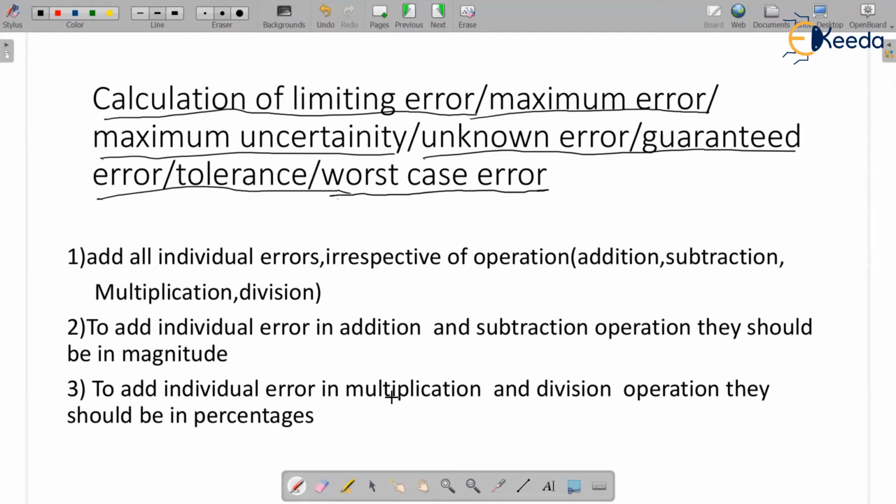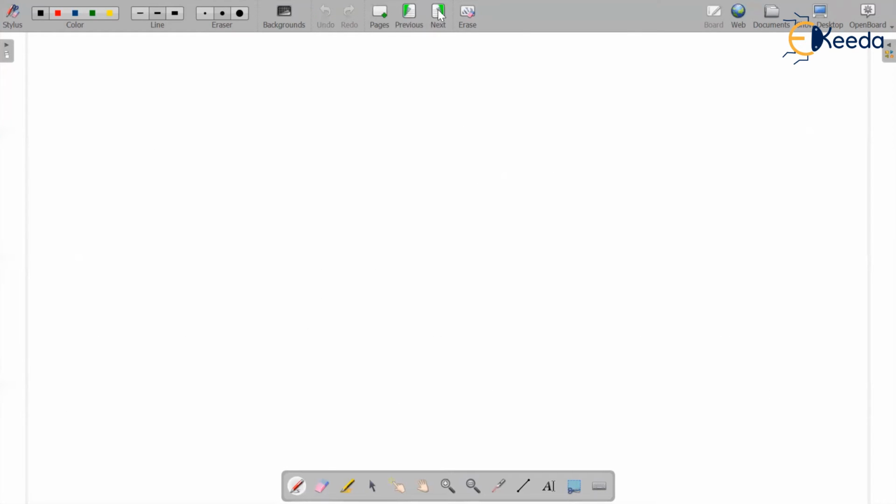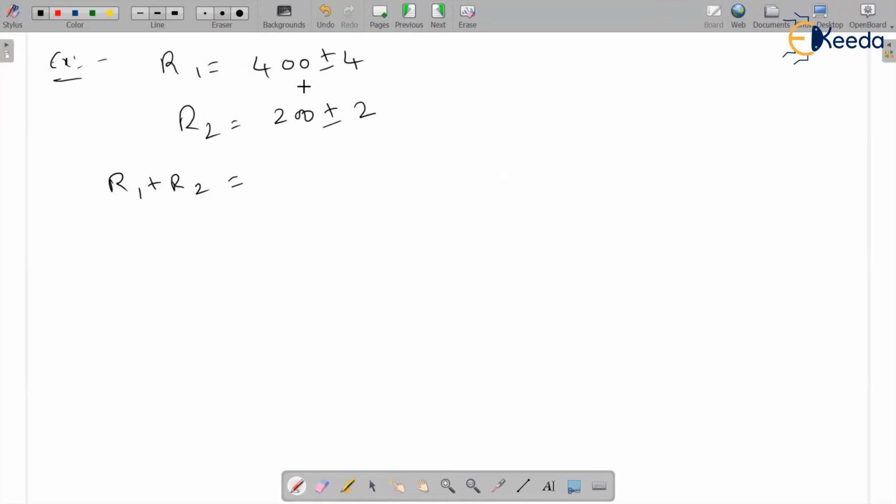So let's take a small example. I will take example X. R1 is equal to 400 plus or minus 4. R2 is equal to 200 plus or minus 2. So finally what will I get? R1 plus R2 is equal to what here? You should add magnitudes anyway, 600.